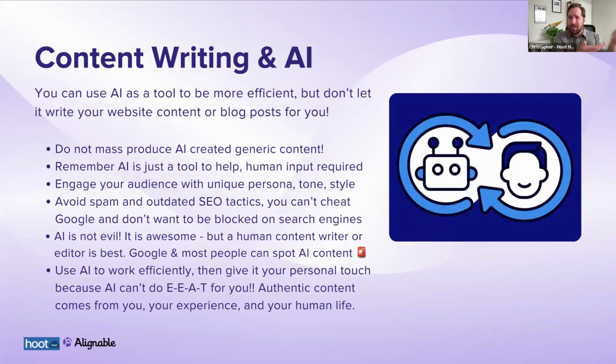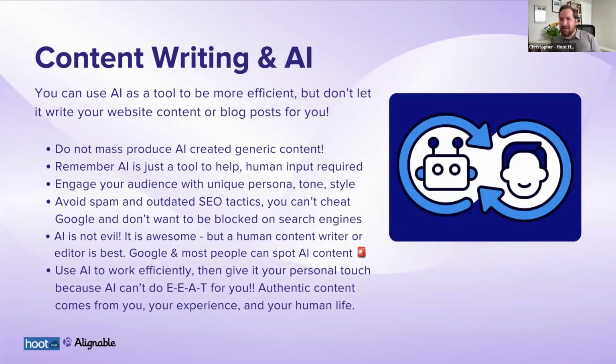You can give AI great prompts and great information, and it's going to give you back better information based on what you put into it. But that's not really EEAT. EEAT, again, is human, authentic information from your life and your experience. You want to avoid that spam and outdated kind of SEO tactics of mass producing AI blog posts and everything. That stuff doesn't work. It's all going to get you in trouble with search engines.